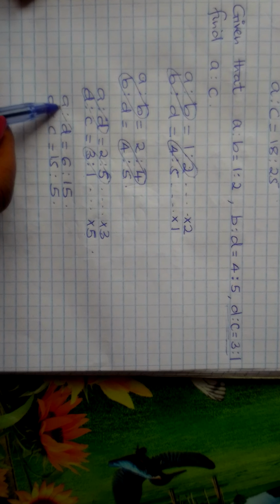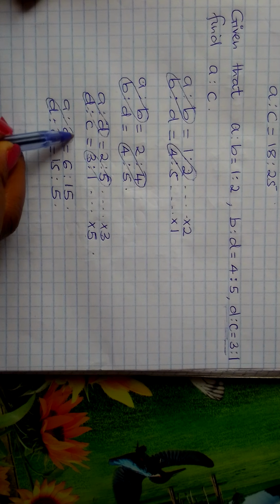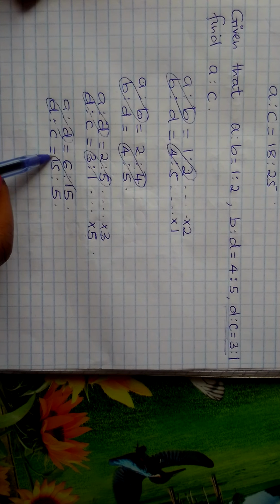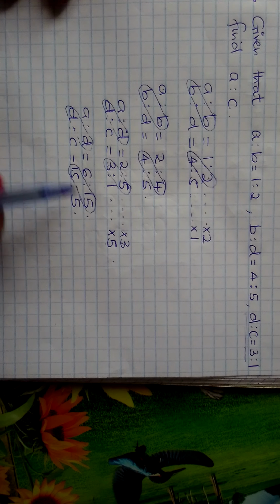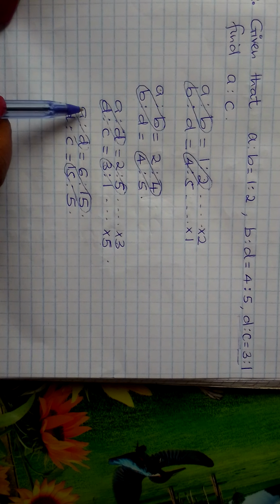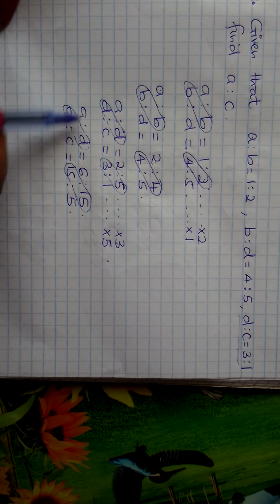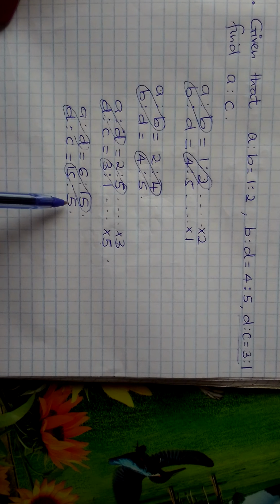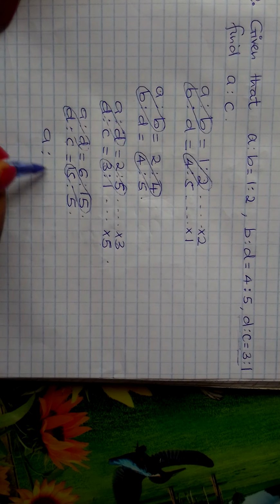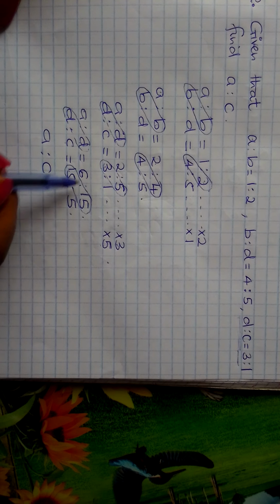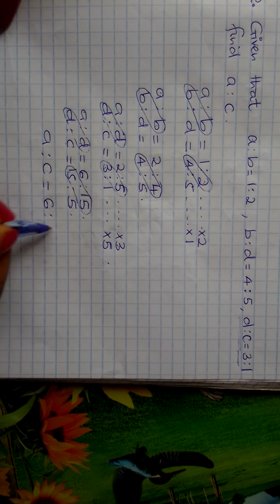So learner, what is your D? Let us enclose like that, and therefore your D is 15 in both cases. So D is 15, and therefore A is to C, learner, A is to C is equals to 6 is to 5.